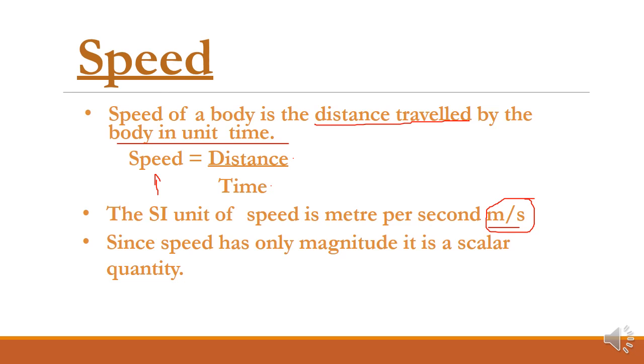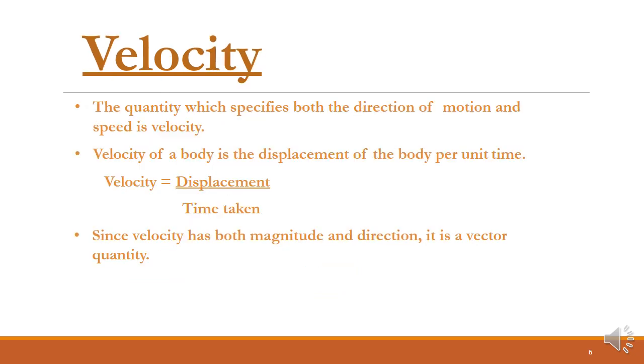Now speed has only magnitude. Magnitude meaning that if I am saying 10 meter per second, then it is having just the magnitude. It does not have any sort of direction. So this is referred to as only the magnitude, and hence it is known as a scalar quantity. I hope the topic is clear. It's a pretty easy one. So we move ahead with the next one, that is velocity.